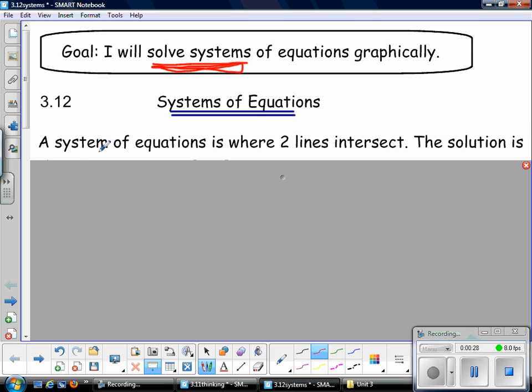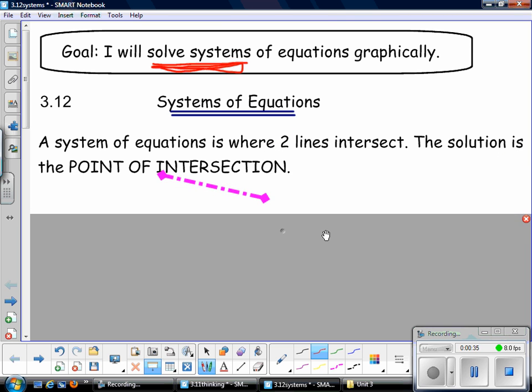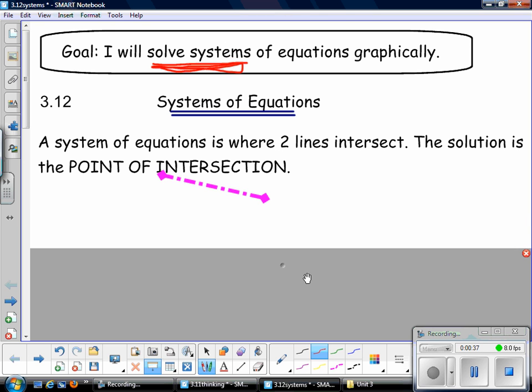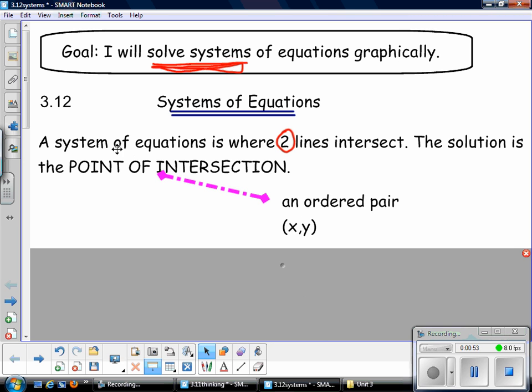A system of equations is where two lines intersect. The solution is a point of intersection. So we have two lines. We could have more than that, but for most of our applications, we're only going to be using two lines. We're interested in if they intersect, and if they do, what is their point of intersection? So actually, our solution is an ordered pair, so our answer is going to be an XY coordinate.